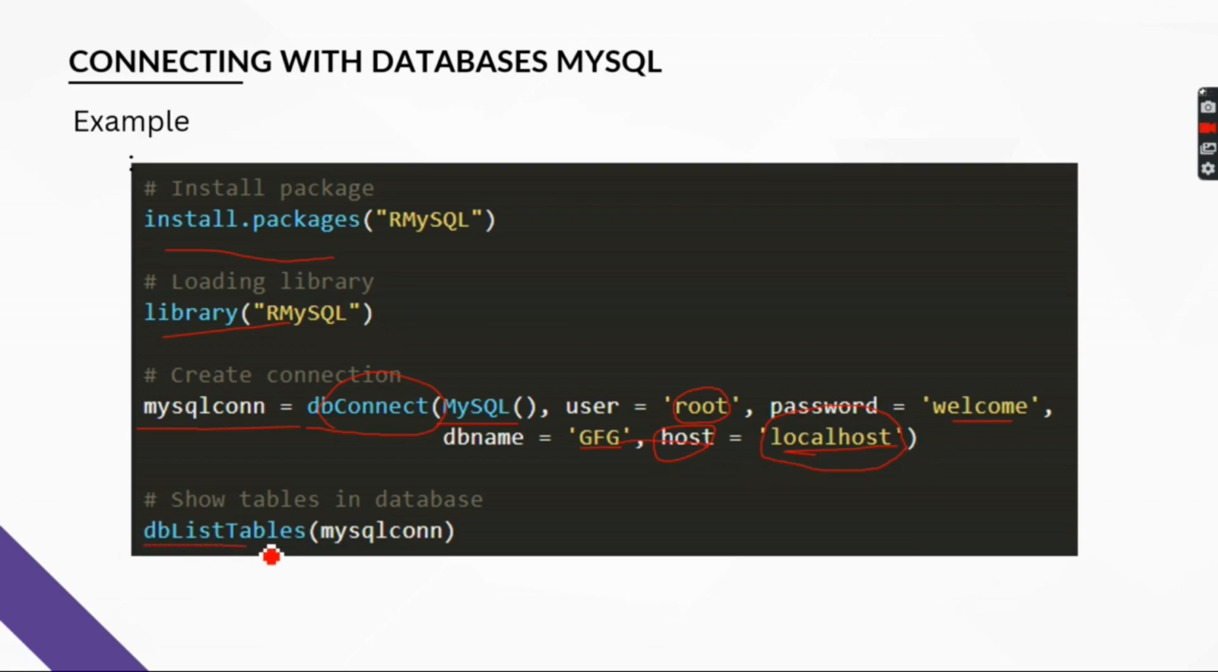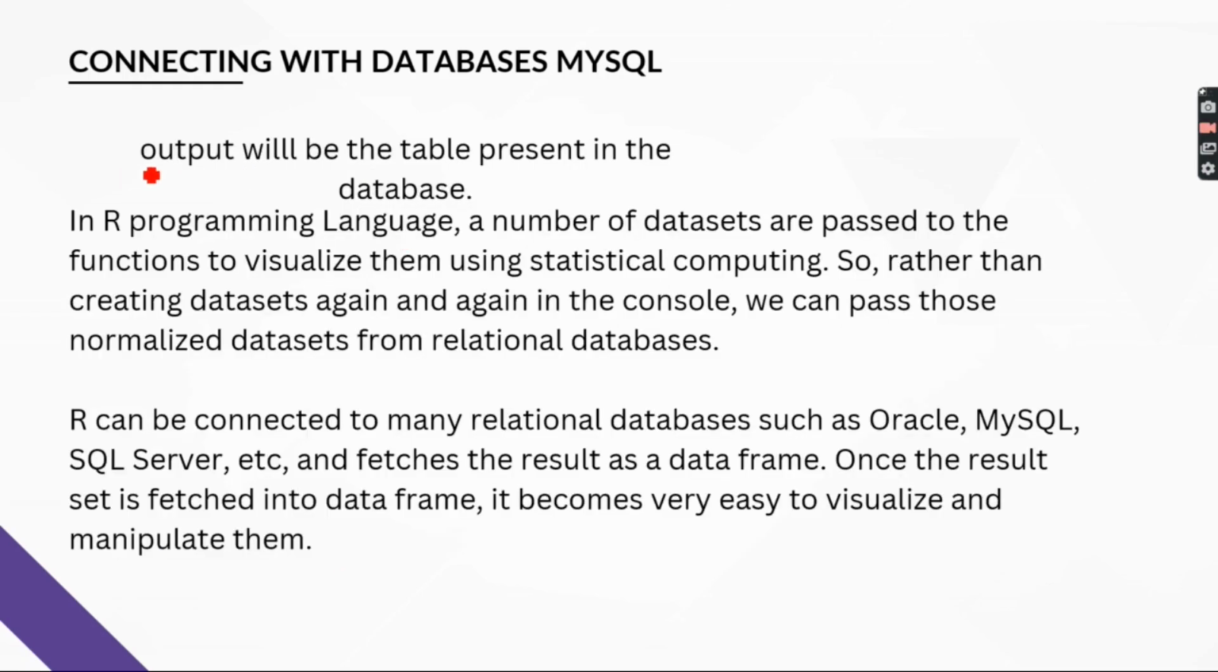And this is how we will see dbListTables. This is again a function that is available in our MySQL package. This will show the tables that are present in the database. As it is written, the output will be the tables present in the database. If your database has multiple relational tables connected to each other, it is going to show multiple tables. If it has one table, you will get one table.